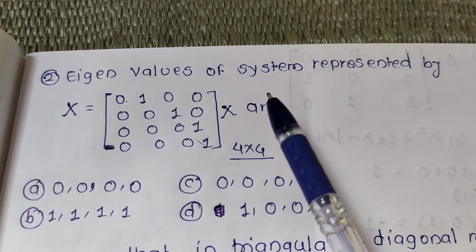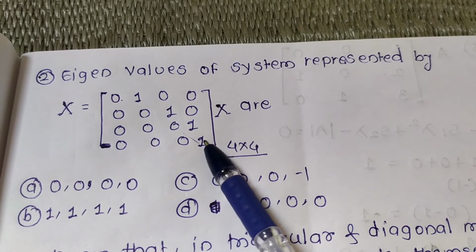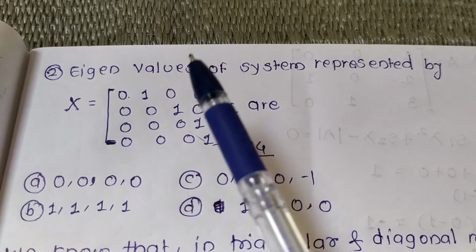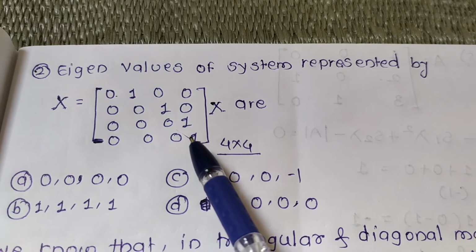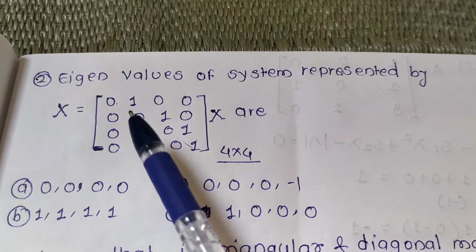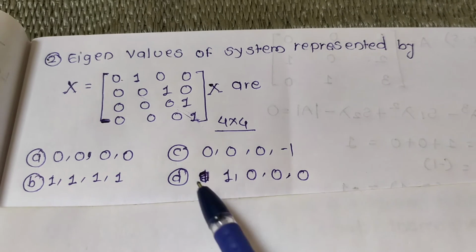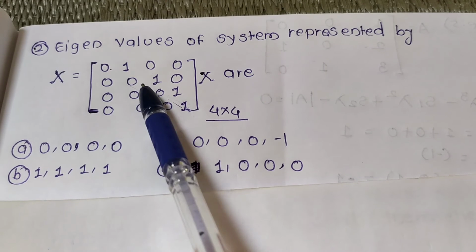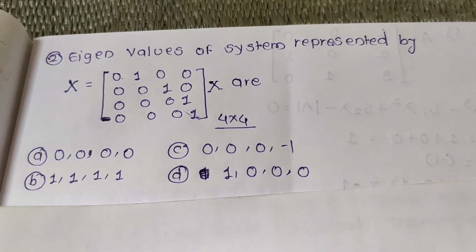Now the eigenvalues of a system represented by a 4 by 4 square matrix are given. We know that the sum of the diagonal elements is the sum of the eigenvalues, hence 1, 0, 0, because all 3 are zeros and 1 is the eigenvalue of this system.